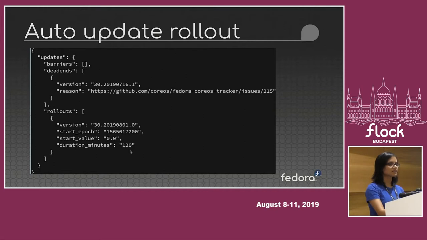in two hours, all the systems will be updated to the latest version automatically using Zincati or rpm-ostree, which is on the host. So the update will start from 0.0, and the percentage keeps increasing as time goes on. And at the end of 2 hours from the start time mentioned in the start epoch, all the systems will automatically update to the latest one.